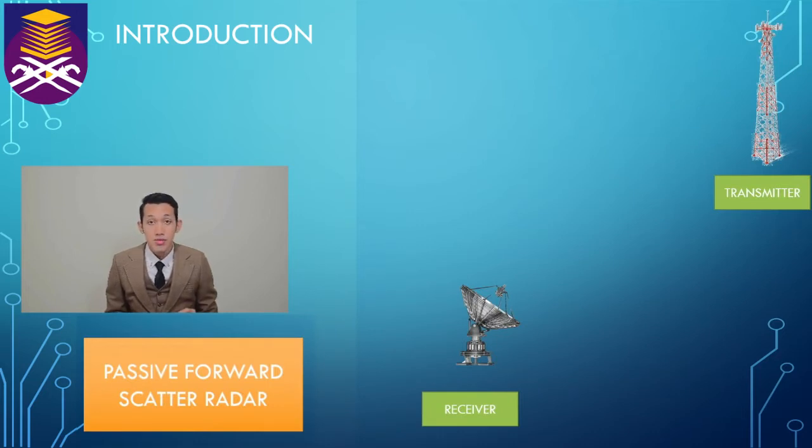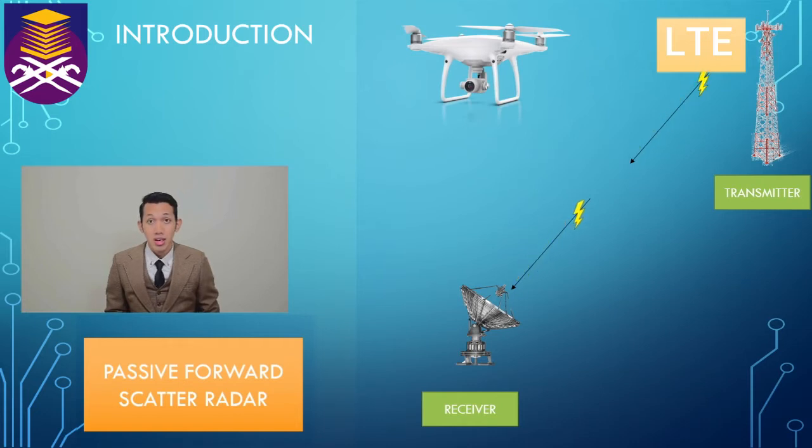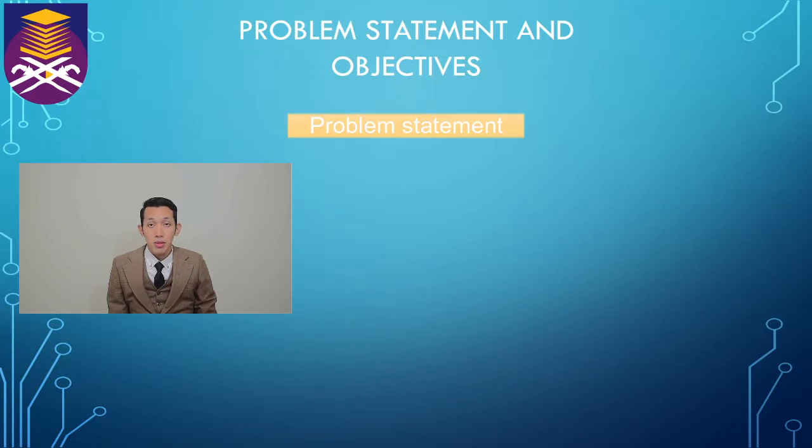I use a passive signal, which is LTE signal, as my transmitter, and then my passive radar as my receiver. So when the target crosses the baseline, there is a 180-degree bistatic angle.